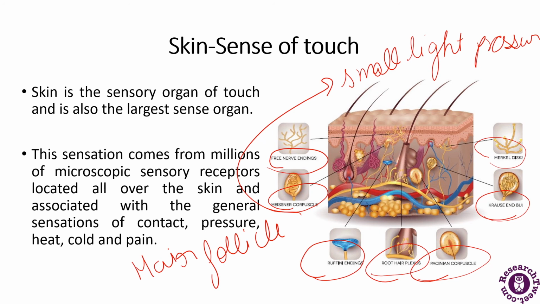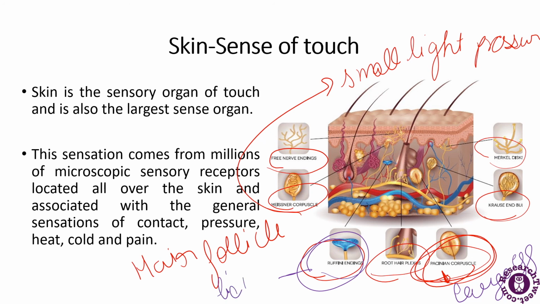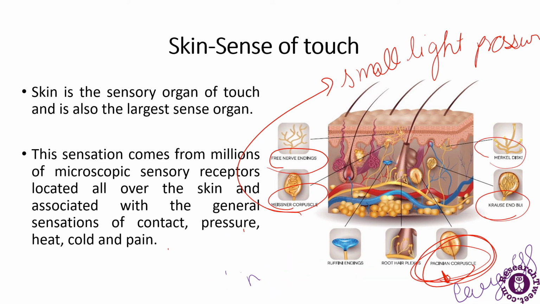Then come the Pacinian corpuscles. So what are these? These are large egg-shaped receptors found scattered deep in the dermis and monitoring vibration due to pressure. They allow us to detect different textures, temperature, hardness, and pain. And if I talk about the Ruffini endings, they lie in the dermis and respond to continuous pressure.